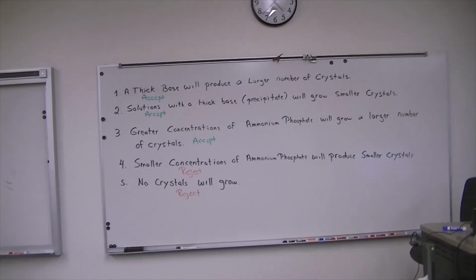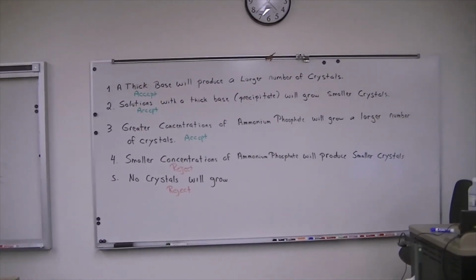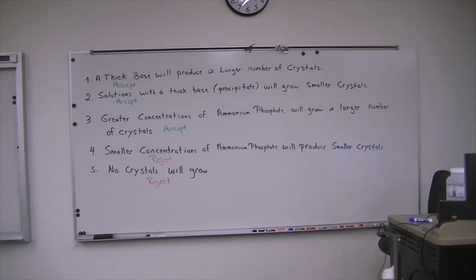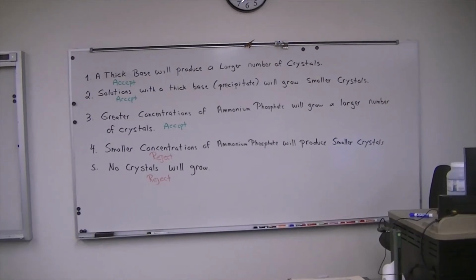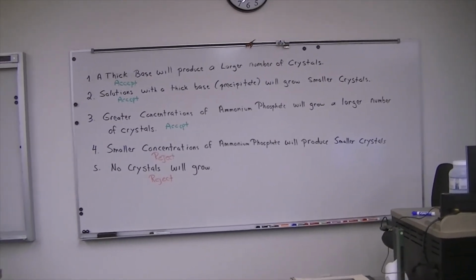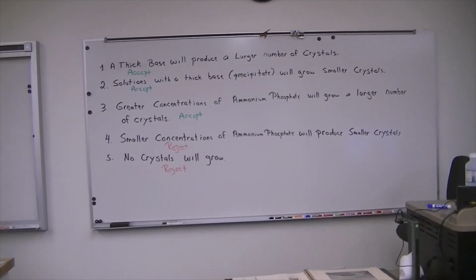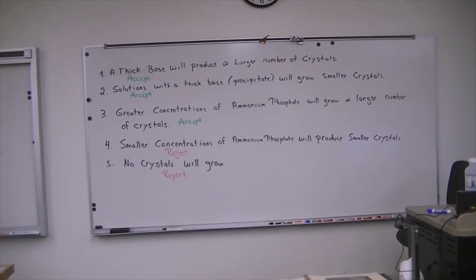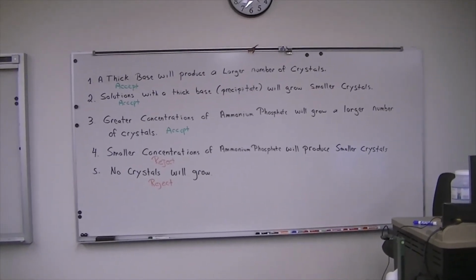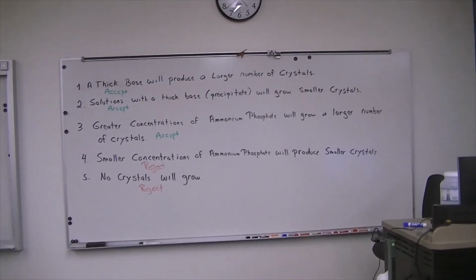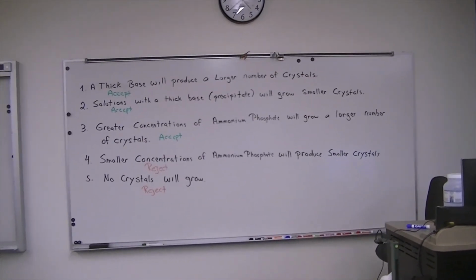Number 2, solutions with a thick base, the precipitate will grow smaller crystals. We're accepting that hypothesis. Number 3, greater concentration of ammonium phosphate will grow a larger number of crystals. Again, that's going to be a true answer. We accept. So questions number 4 and 5 are both going to be false. We do not accept these hypotheses. A smaller concentration of ammonium phosphate will produce smaller crystals. We rejected it. That is a false statement.